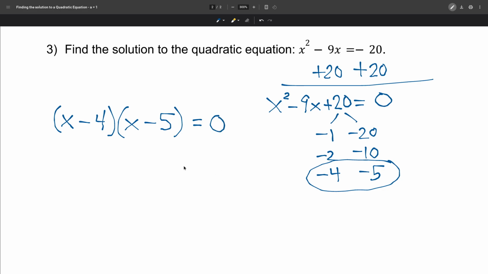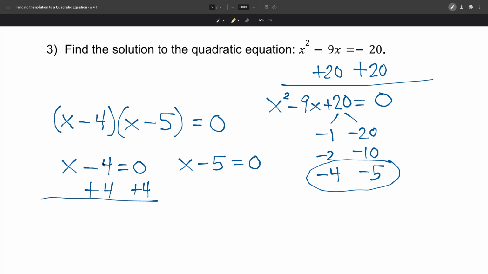Now we can set each of the individual factors equal to 0 and solve. So we'll say x minus 4 equals 0, and x minus 5 equals 0. We'll add 4 to both sides here. 4 minus 4 is 0. So we get x equals 4 as one of our solutions.